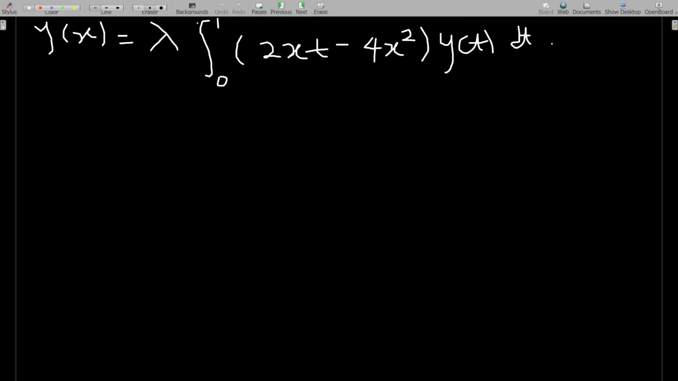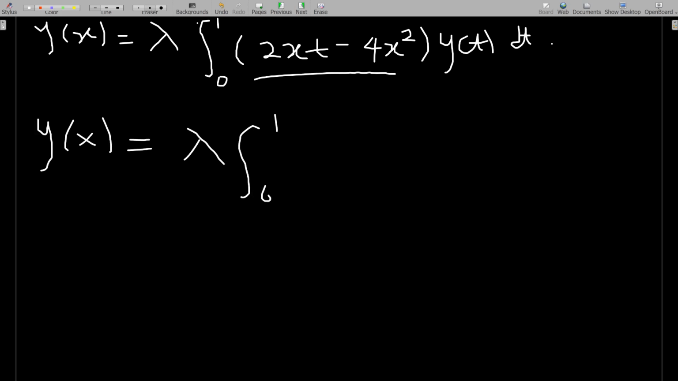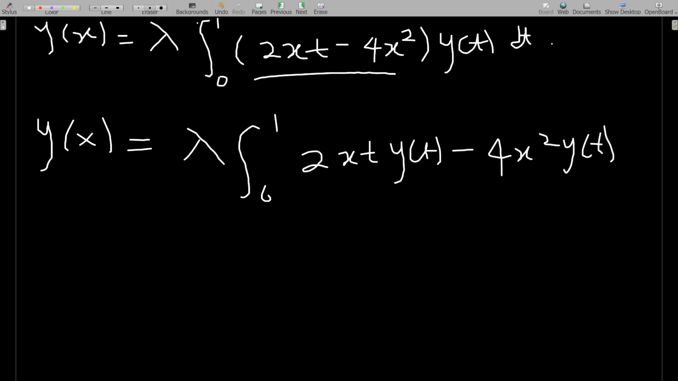So we have y of x equal to lambda times the integral from 0 to 1 of this kernel multiplying y of t, and the kernel here is degenerate, like I said. That is the exact method of solving an integral equation with a degenerate kernel. So you multiply your y of t throughout, and get 2st y of t minus 4s squared y of t, all of these dt, right?